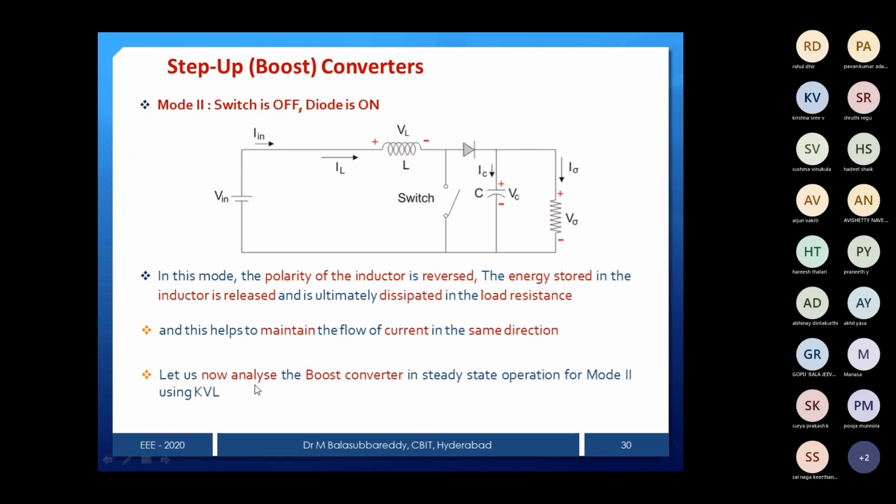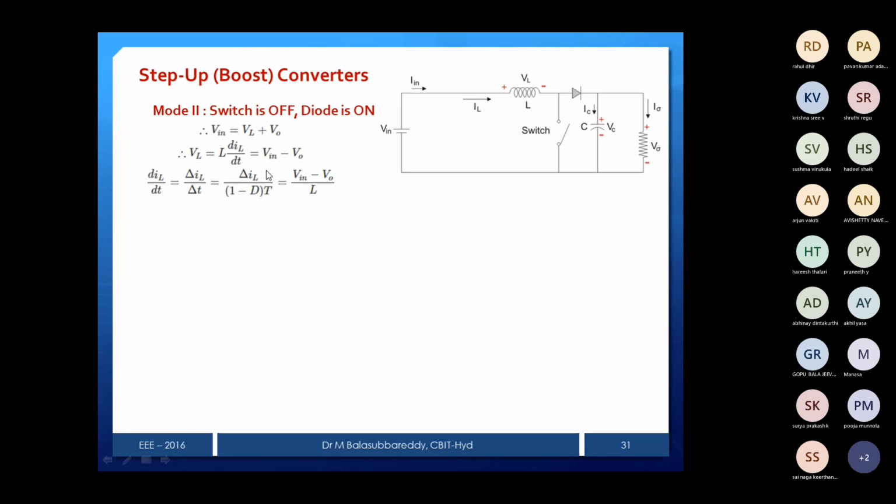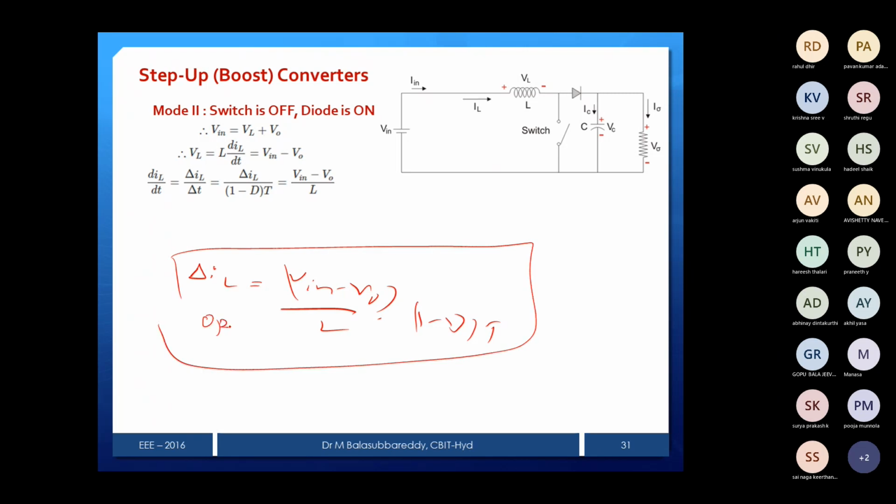If you apply the KVL, VL is equal to, you can write when the switch is in off state. So now V in is equal to this plus this. Then I can write inductor voltage is equal to input minus output. Then L will come to the denominator. Again we will get delta IL, that is equal to V in minus V out by L into 1 minus D into T. This is the delta IL when it is open.